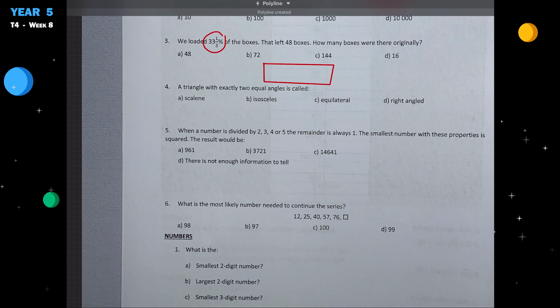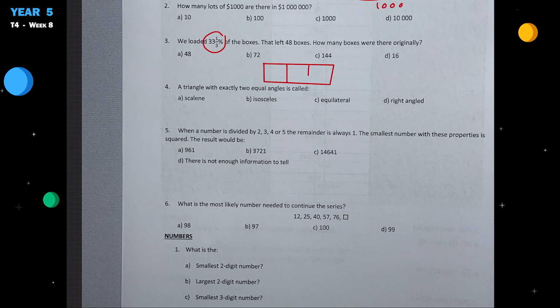Easy. We loaded 33 and 1/3% of the boxes. So what does that mean? So here's, let's say this represents all the boxes. You have loaded 33. This means a third, by the way, as a fraction. You've loaded a third, and now you have all of this left. So you have all of that left, and that's 48.